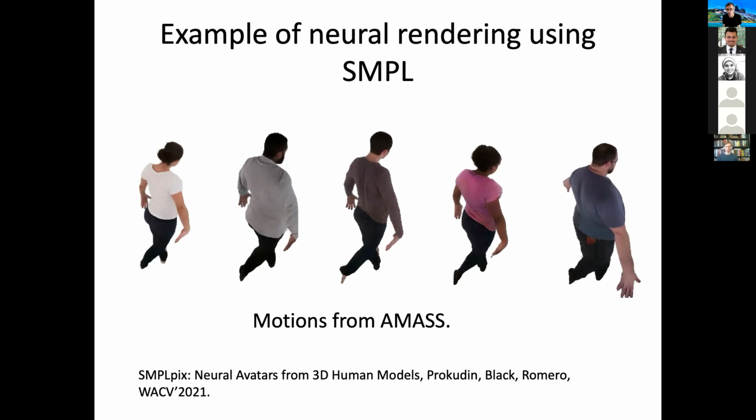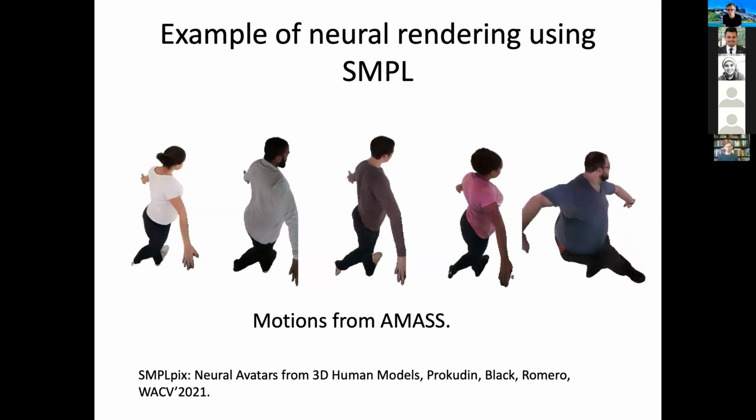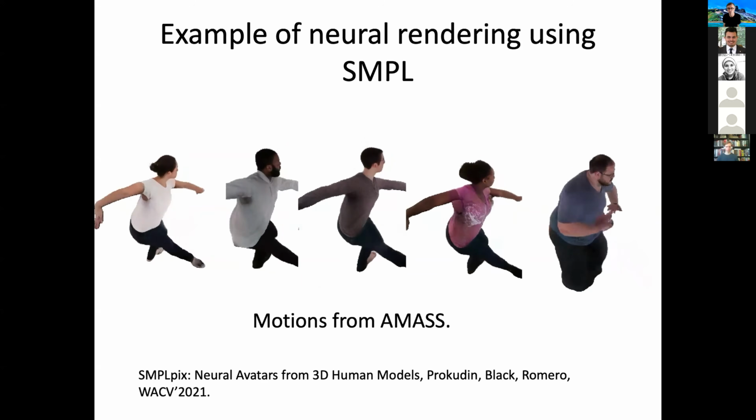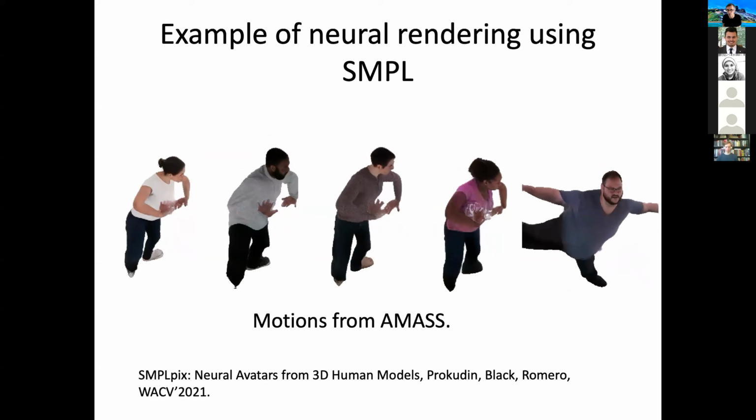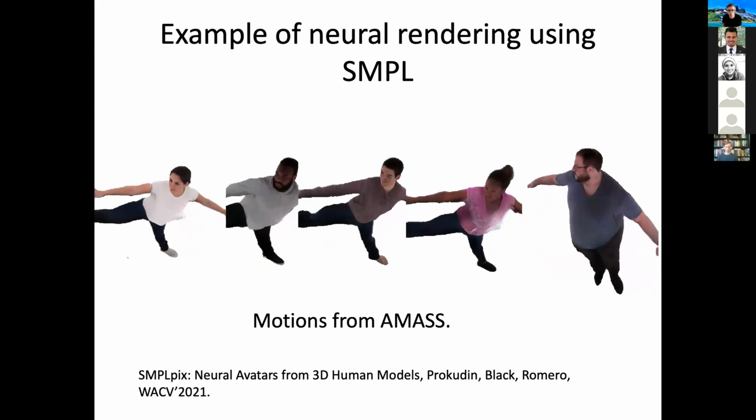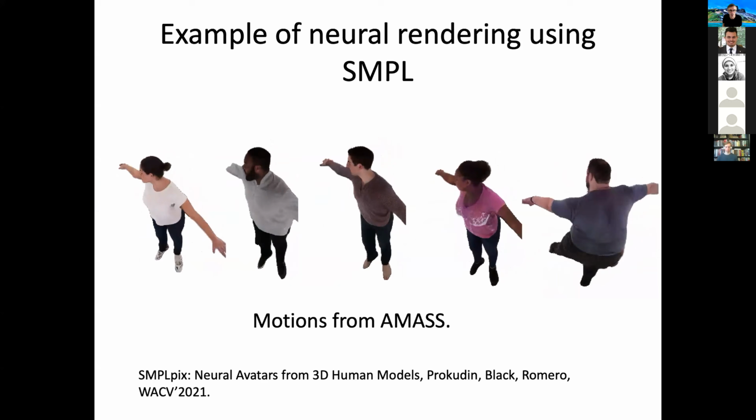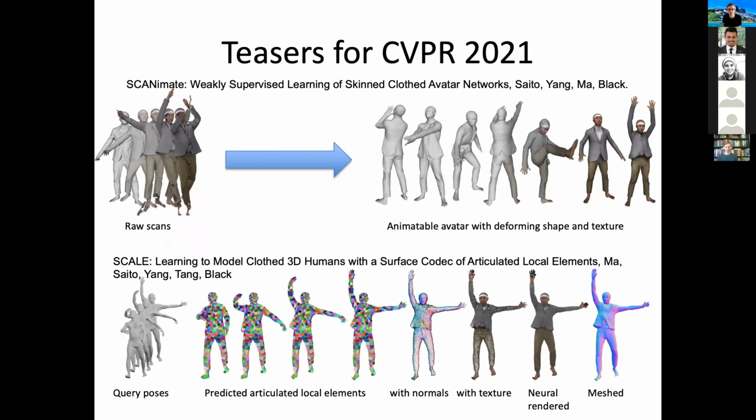So there'll be a talk later on this, so I'm not going to go into it, but here's an example of neural rendering combined with SMPL to create relatively realistic motions of people doing something that they never did. SMPL neural rendering. And then there are a few more papers at CVPR that are worth paying attention to.